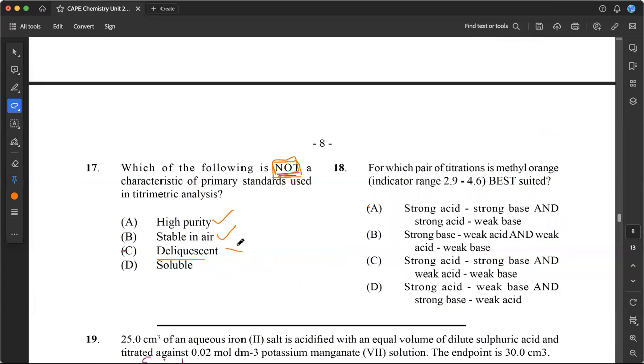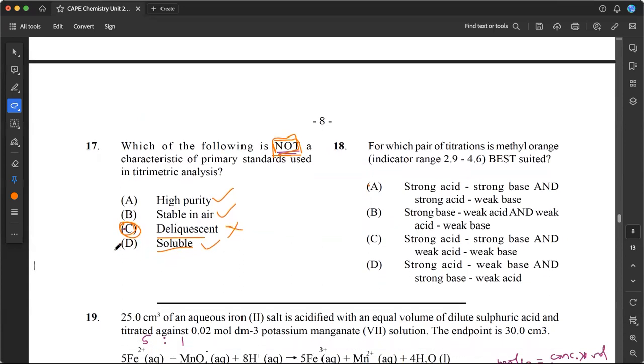That's not true. Deliquescent is a property of salts where they dissolve in water to form liquid, and that's not necessarily true. But what's true is that they have to be soluble, right? That's true. So they have to be soluble. But deliquescent is not a requirement of a primary standard, and so this is not required, and so our answer here is C. Okay, so 17 is C. And so moving right along to 18 now.